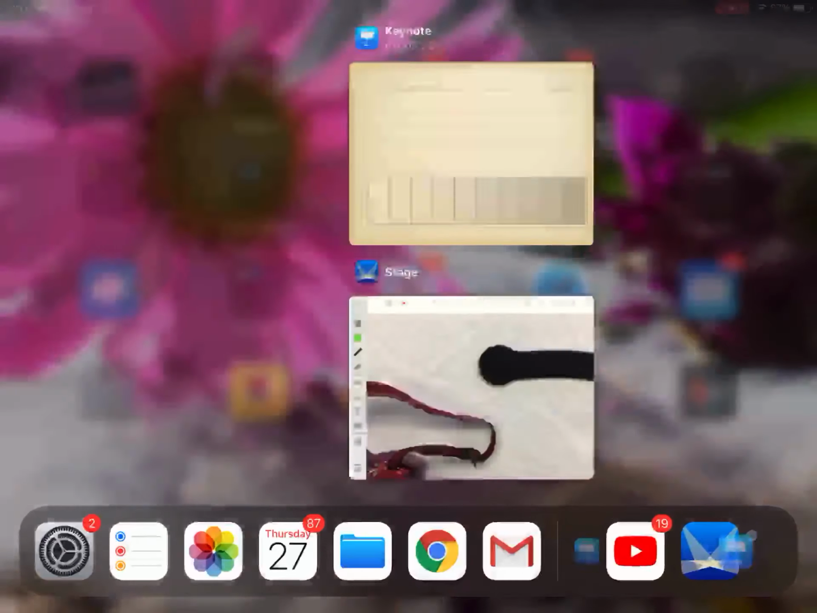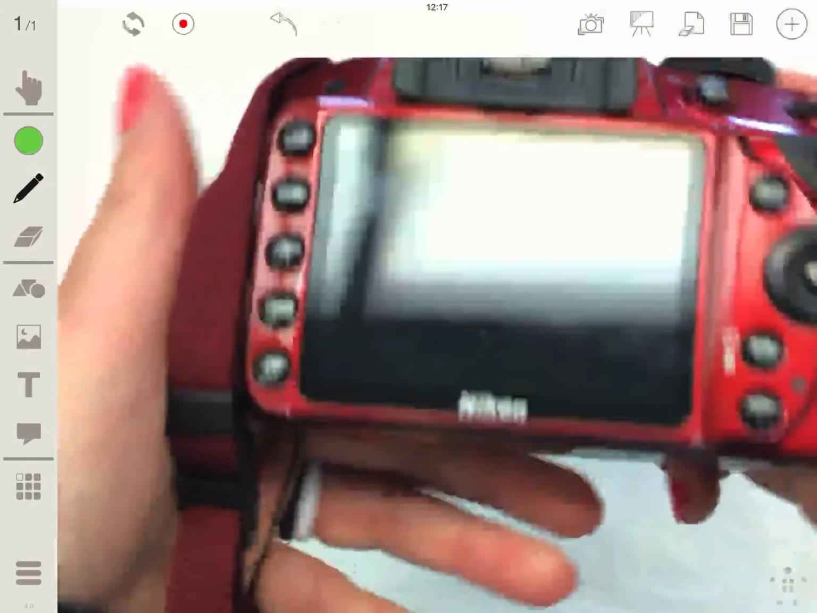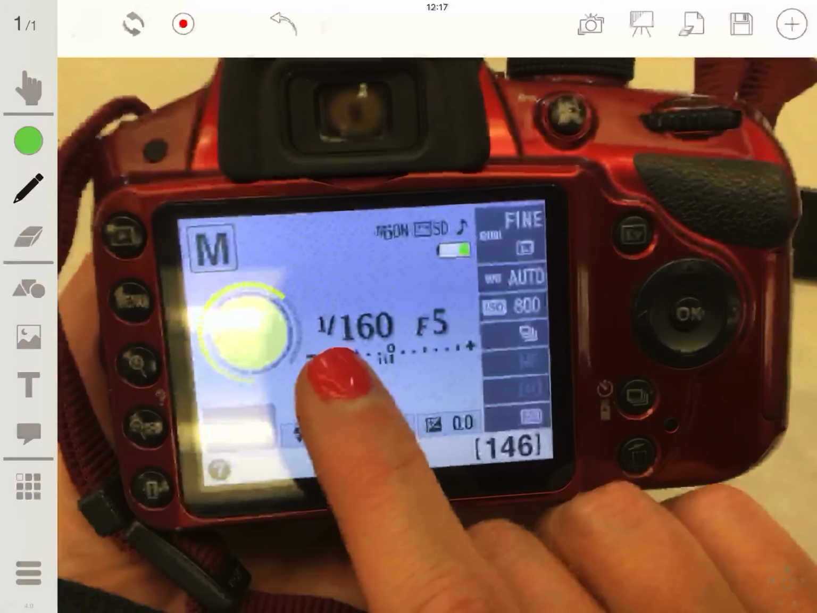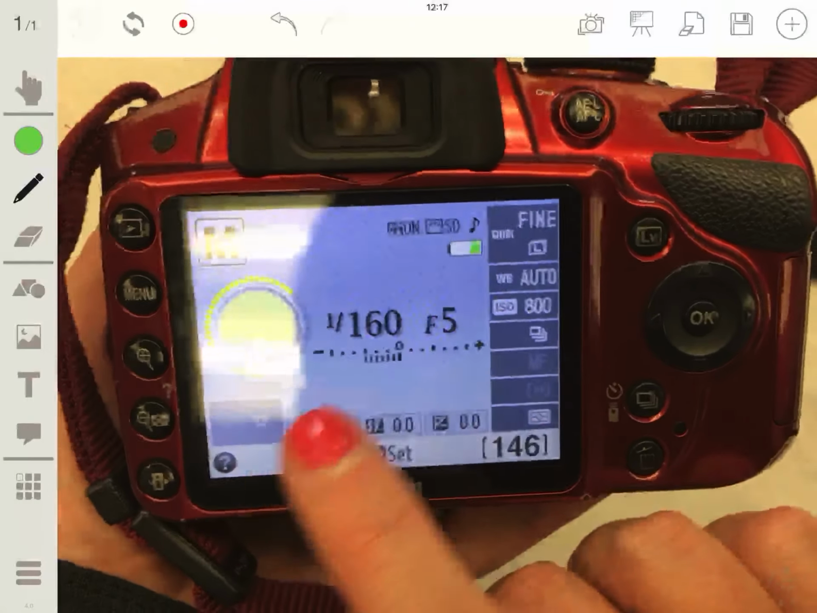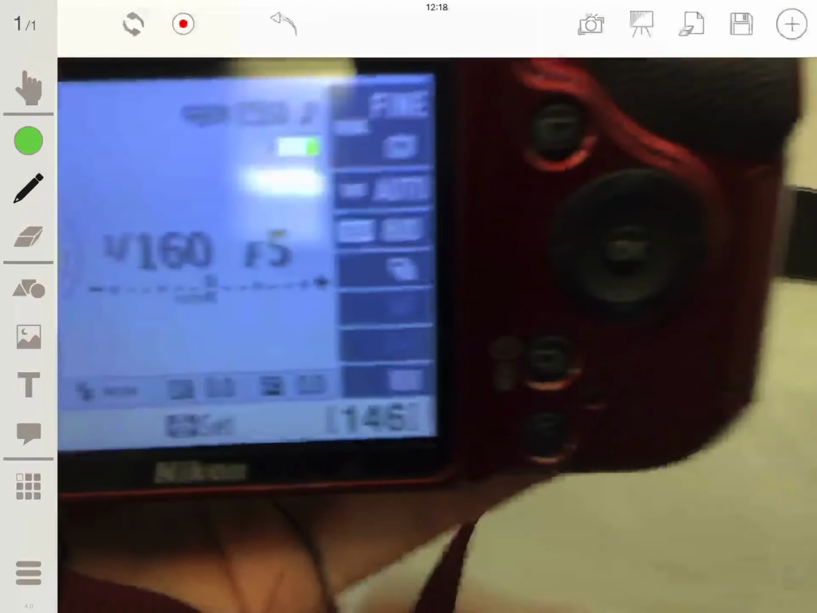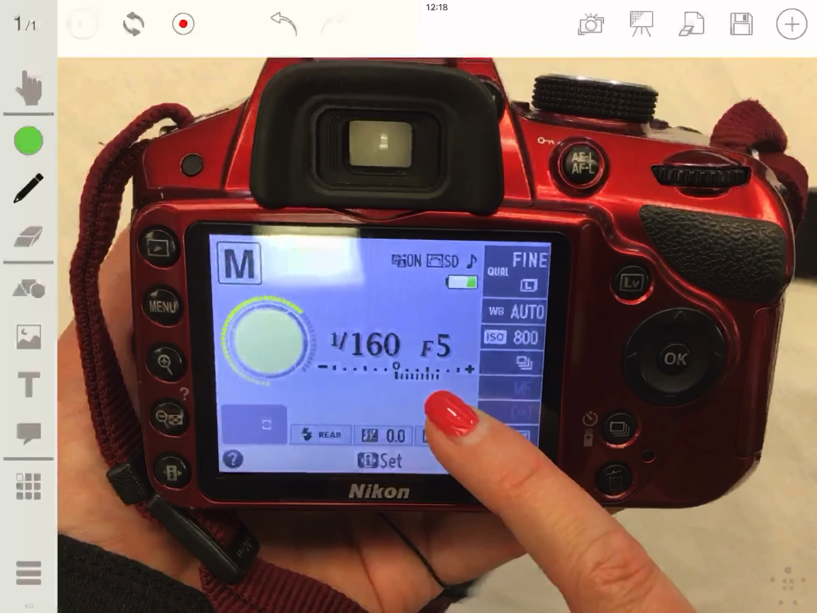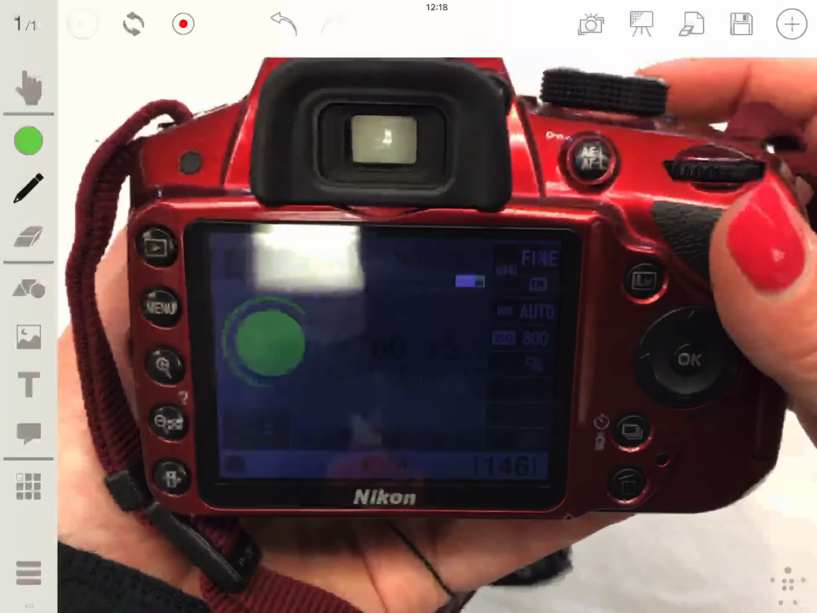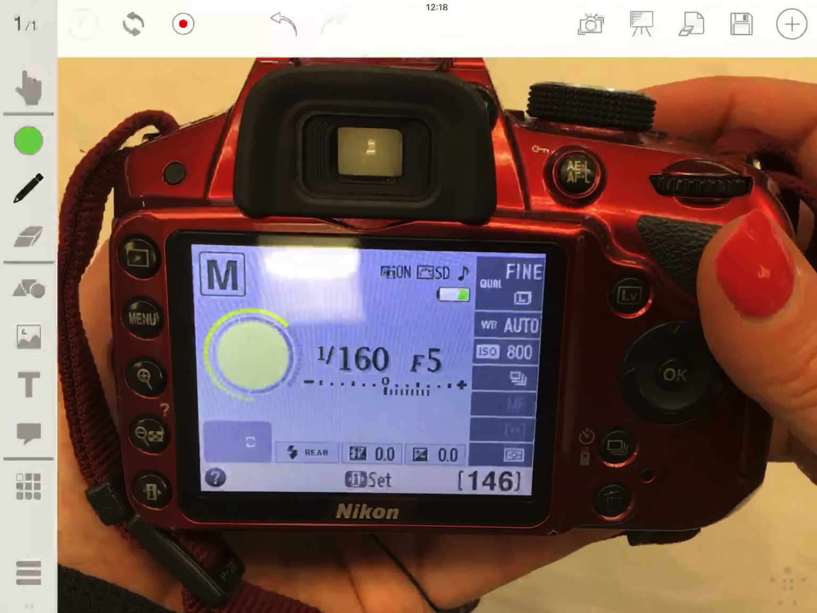So here's what I want to show you. I want to show you what happens when we change these things, okay? So here we have it, okay? Now, right now my shutter is at 160, my aperture is at f5, and it's changing because it reads the light in front of it, right? So it's telling me I have too much light. See where my little scale there keeps moving back and forth, but it's all towards the positive, right?